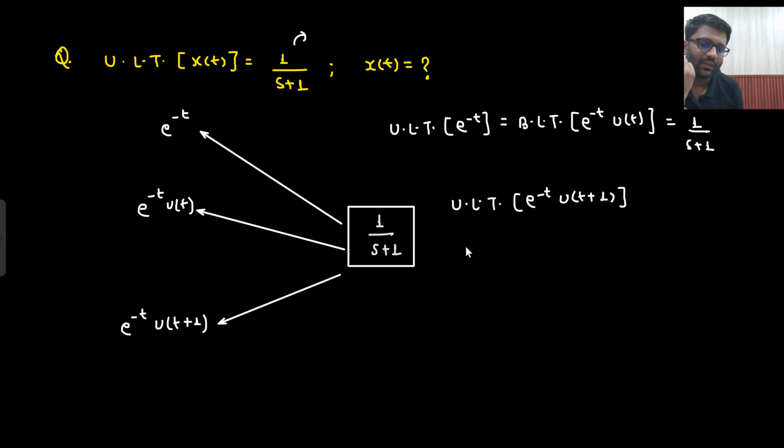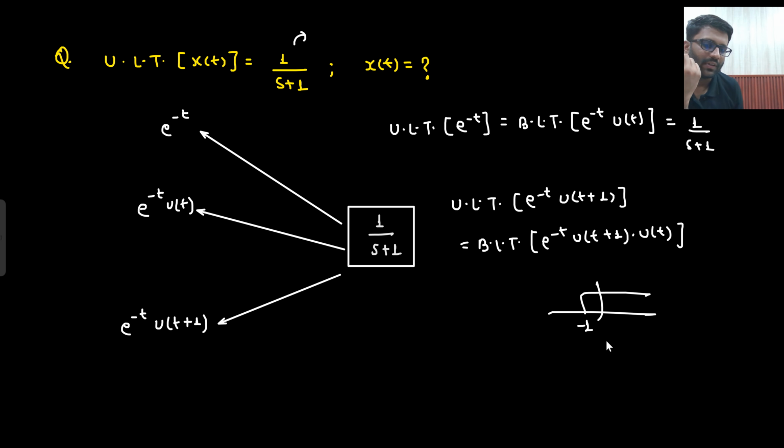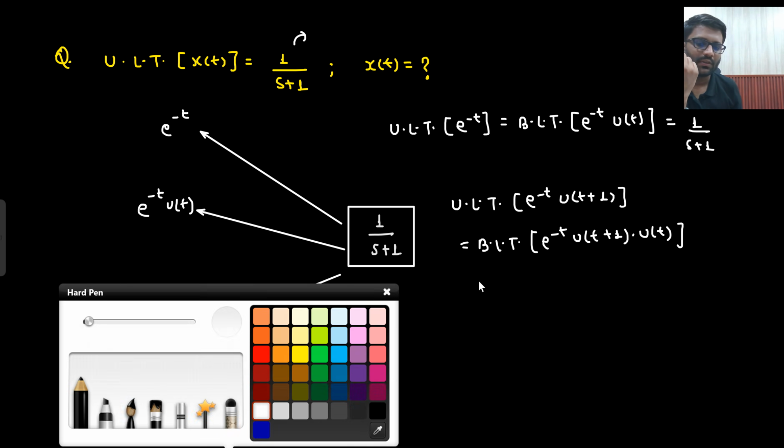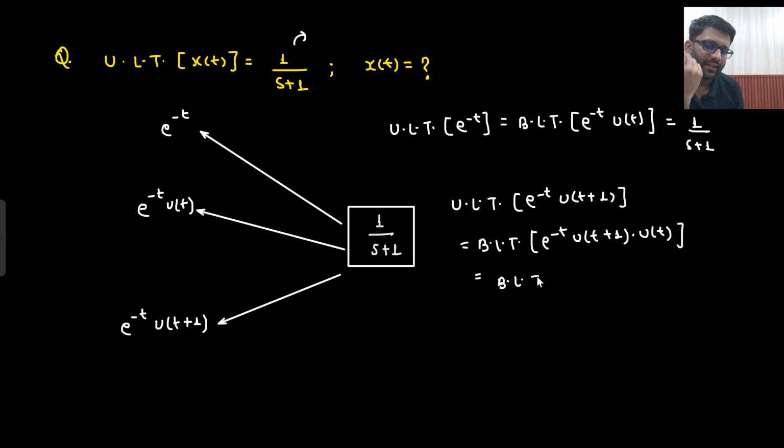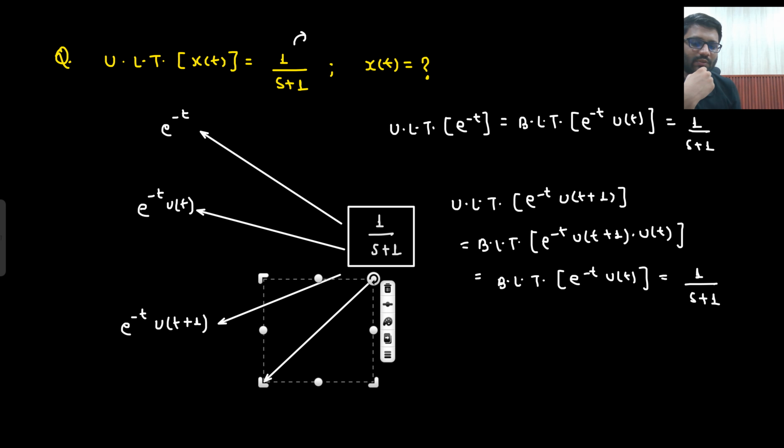U of t plus 1. That would be equals to bilateral Laplace transform of e to the power minus t u of t plus 1 dot ut. So t plus 1 dot ut. So starting from minus 1 to infinity dot ut. So both being multiplied will be equals to ut only. So that would be equals to bilateral Laplace transform of e to the power minus t ut. So what we will get? 1 upon s plus 1. So here e to the power minus t u of t plus 1 will get 1 upon s plus 1 only.